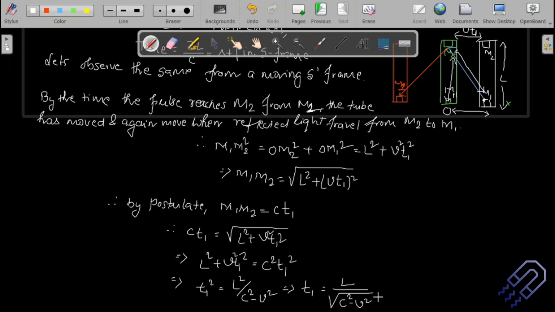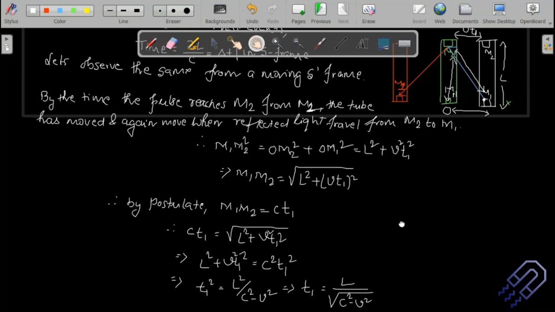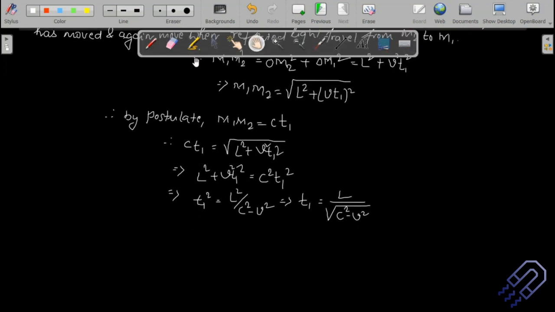This is the first time, that means the time that the light pulse takes in traveling from M1 to M2. The next time that we have to calculate is the light traveling from M2 back to M1, and that will give you t2. So let's calculate what our t2 is. I hope you have the image clear, so we really don't need to check the image now.